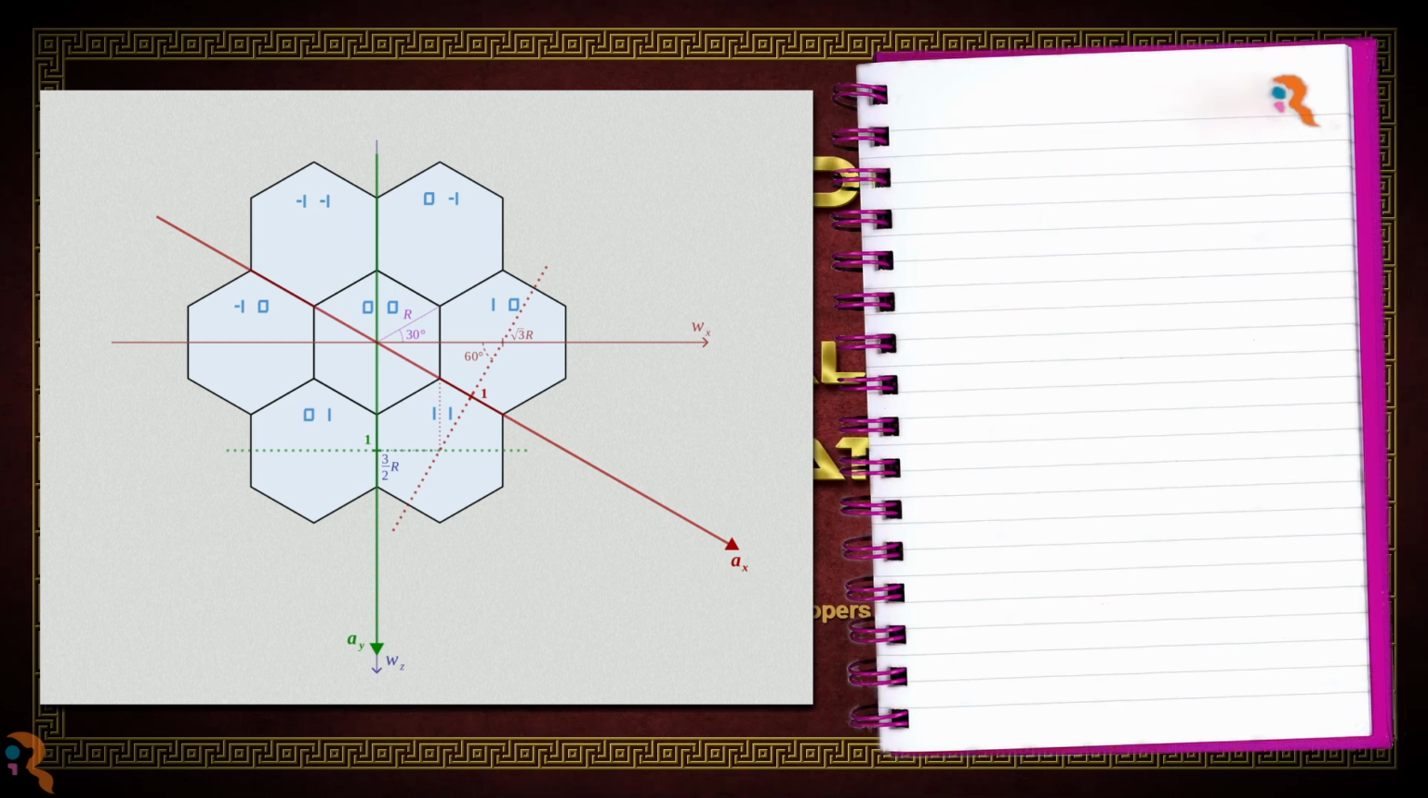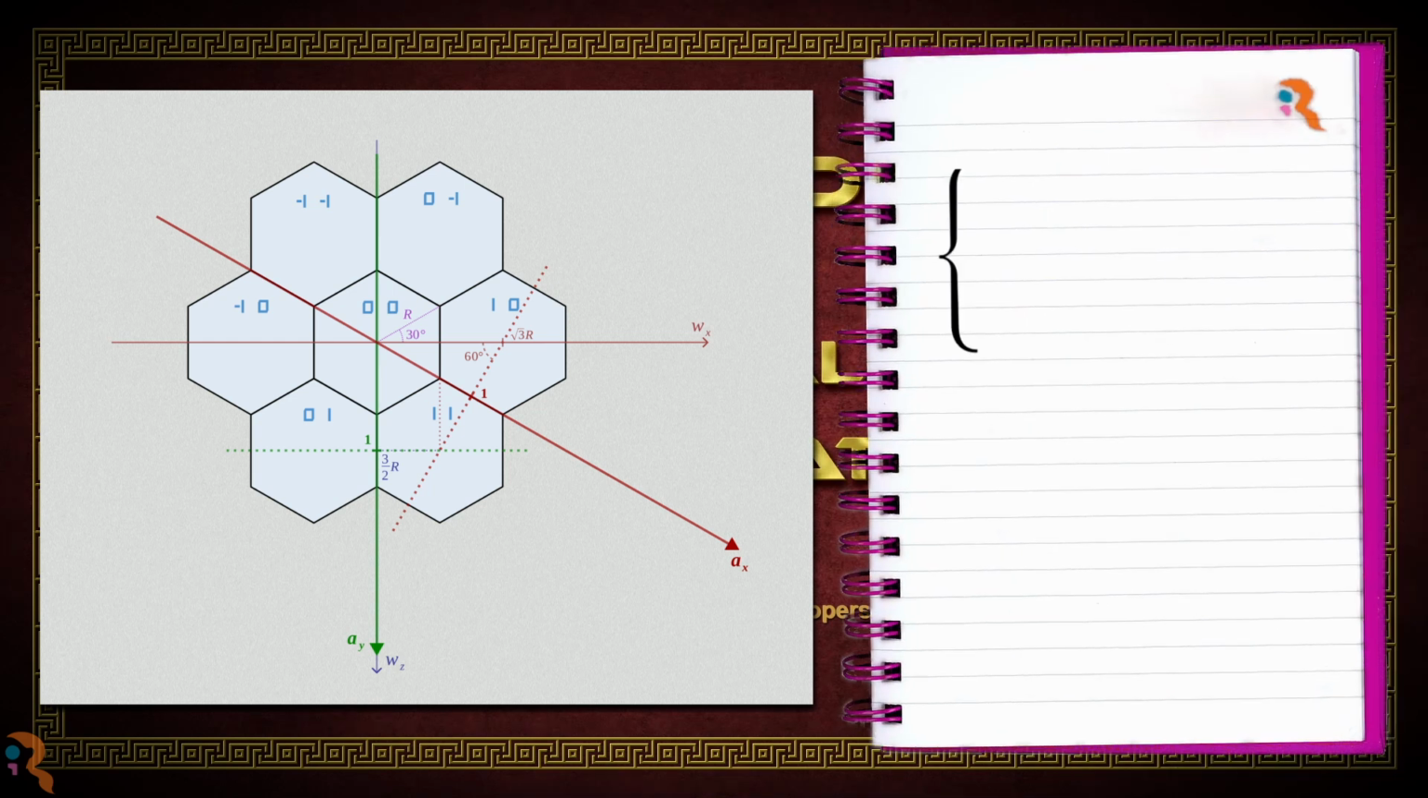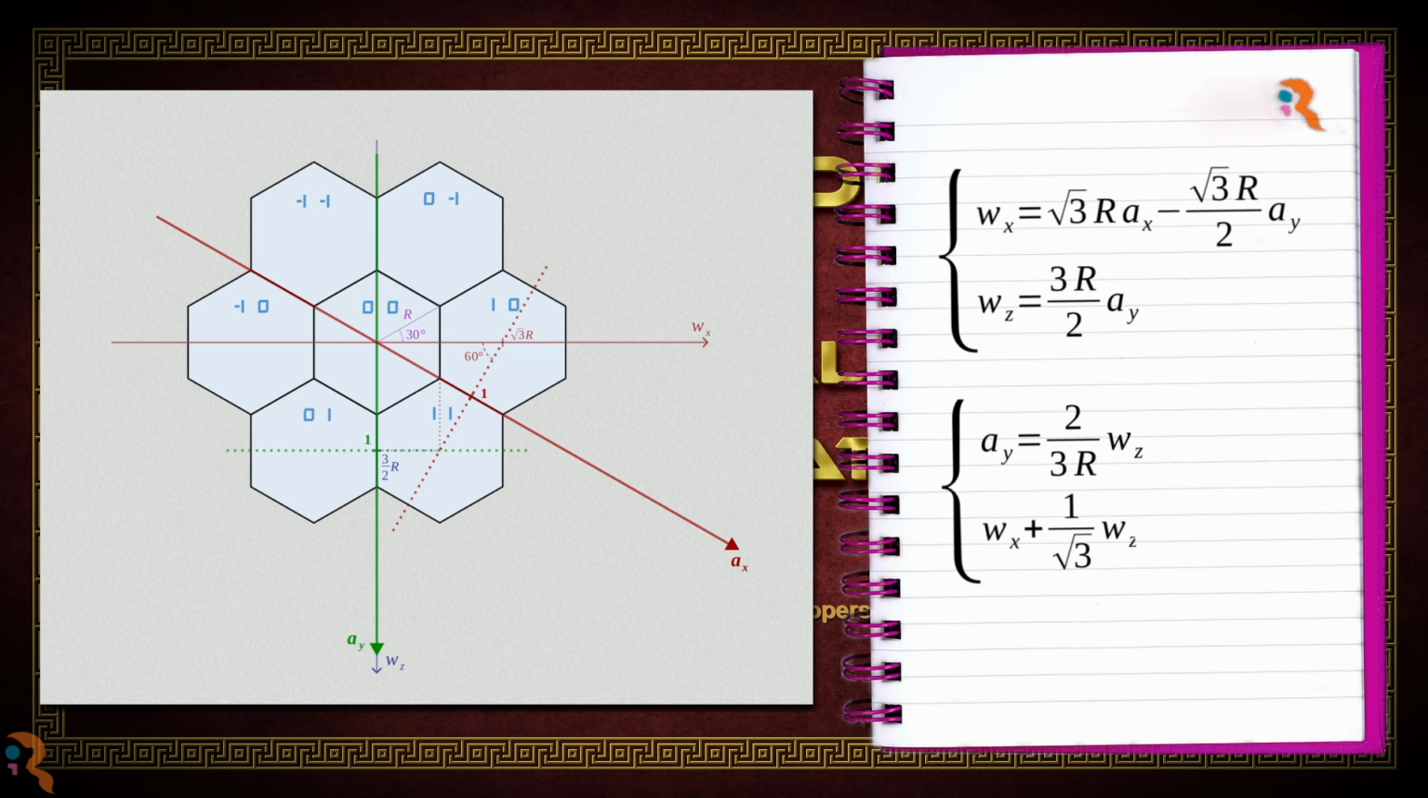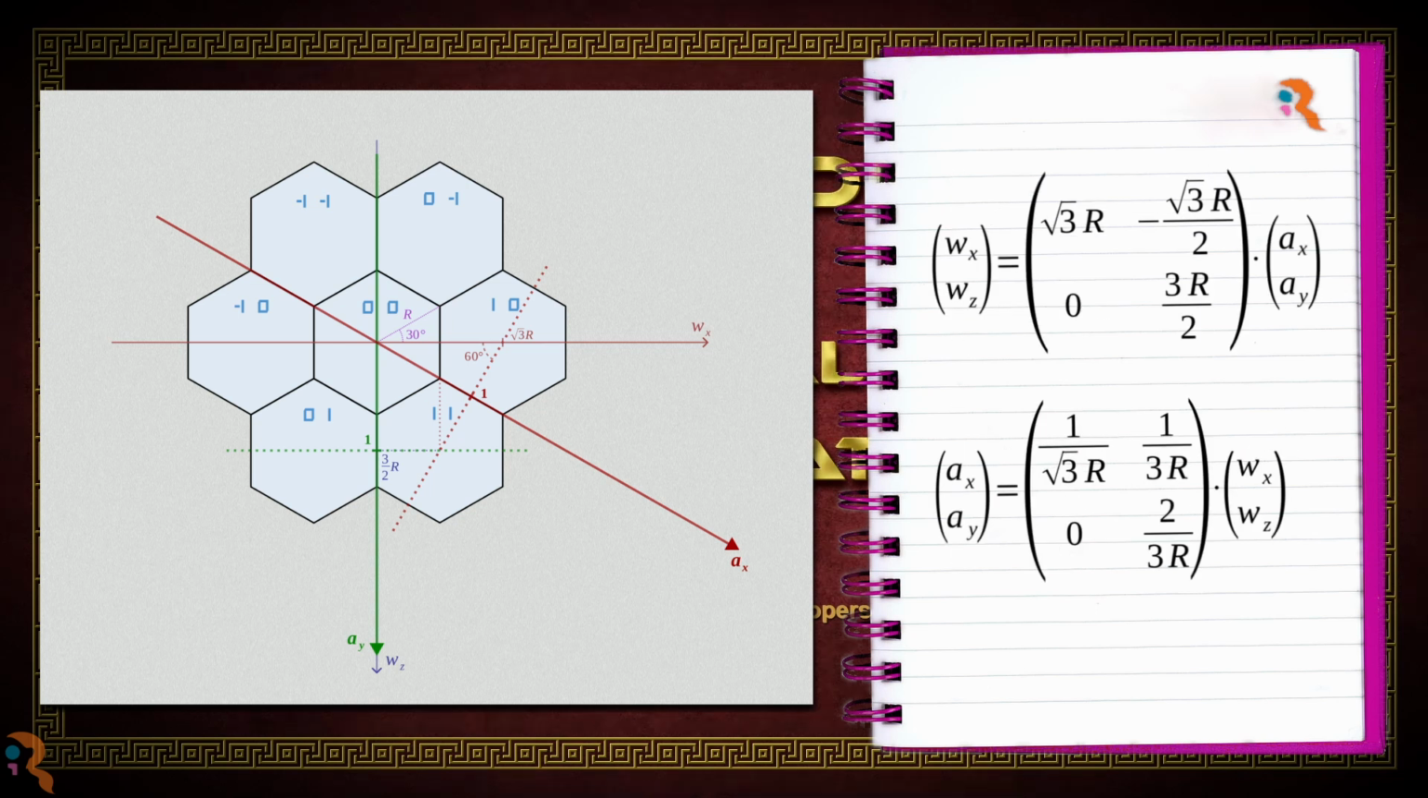It's time to calculate the world coordinates from the axial ones. Since W_z does not change by varying A_x, it depends only on A_y, so we can easily find their relation. Whereas W_x is given by the sum of the contributions of √3 times R when A_x is 1 and A_y is 0, and minus √3/2 times R once we increment A_y by 1 unit. With some substitutions, we can also find inverse relations, as shown below, and convert them all into a matrix form.